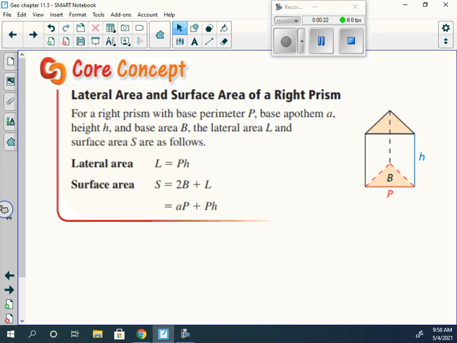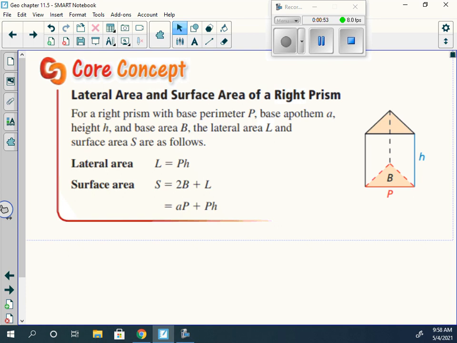Now there's a few shapes that we'll look at, and one of them is right prisms. A prism is just a three-dimensional shape with two like bases. So when we look at this one here, what we have is two triangles on top and bottom. So this is a right triangular prism. The top and bottom of this are going to be the exact same. The two shapes that are the exact same are the bases, and the sides that connect the bases are going to be called the lateral faces.